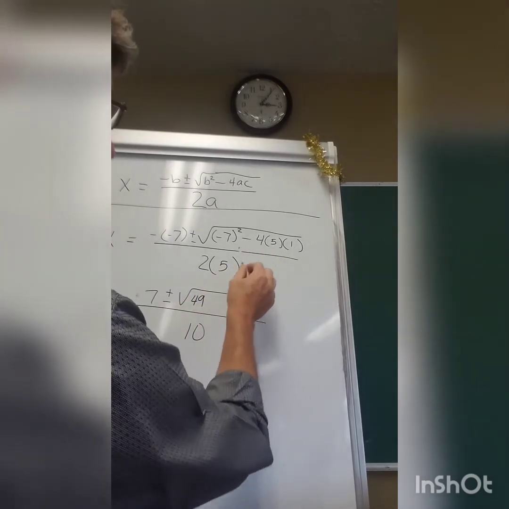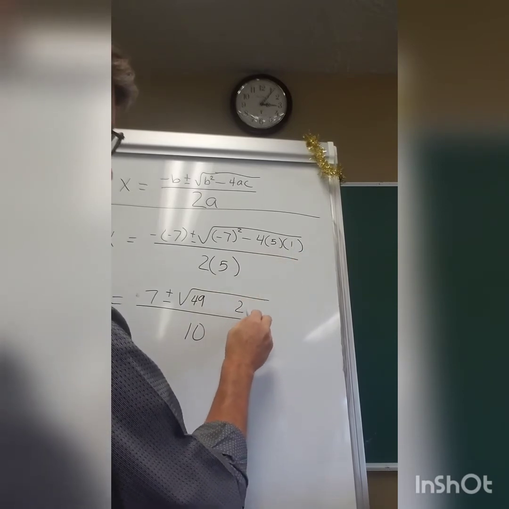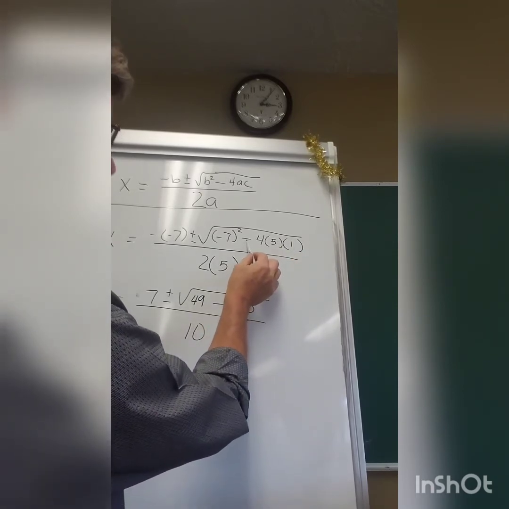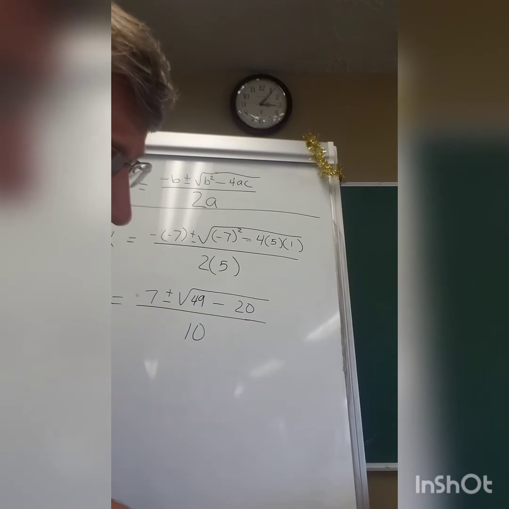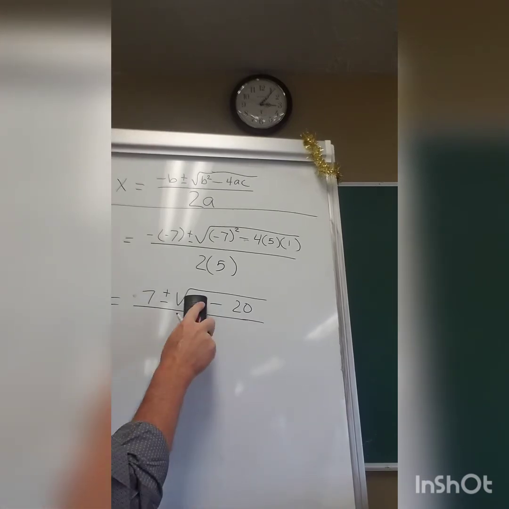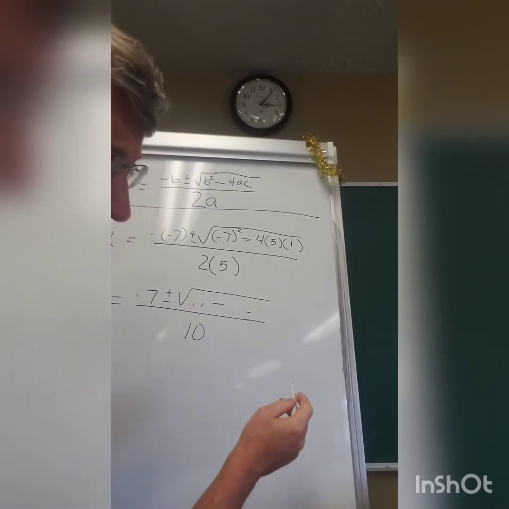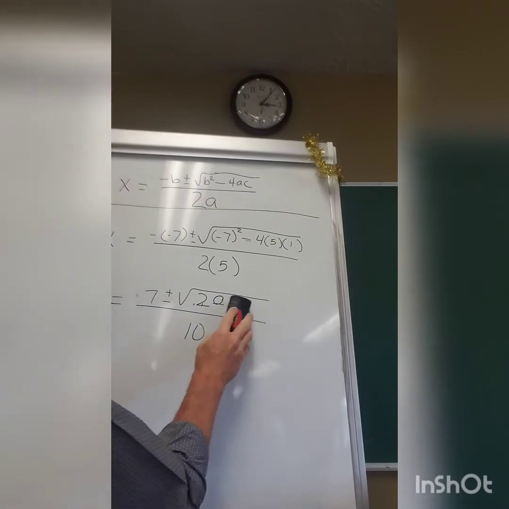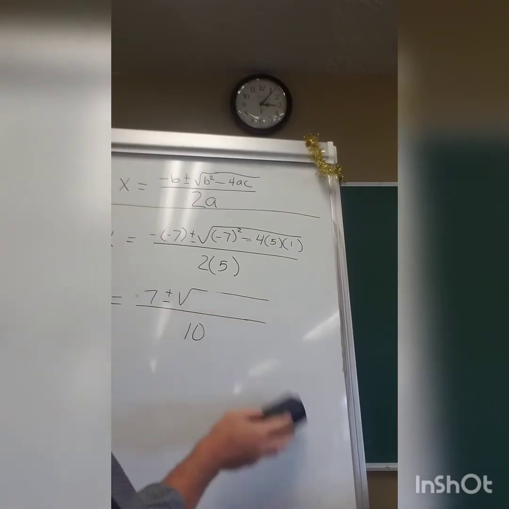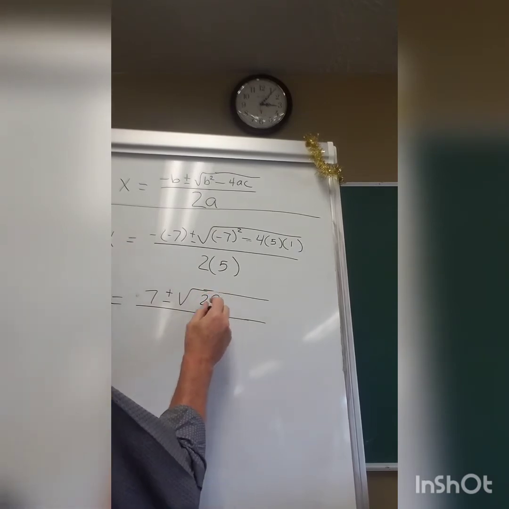We have one negative here, so all I have to do is multiply these numbers together. 4 times 5 is 20, times 1 is still 20, and it's going to be negative because there's only one negative here. Remember, one negative is always negative. So 49 minus 20 makes what? 29. Okay. So it's going to be square root of 29, positive, negative.